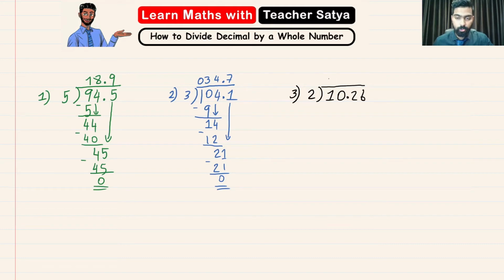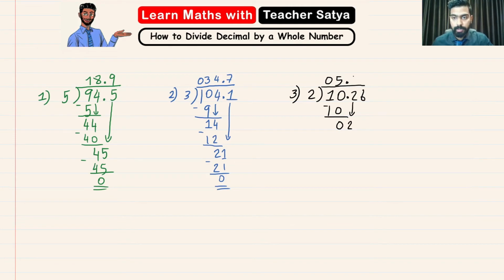Now again, 2 times 0 will give us 1. 2 times 5 will give us 10, right? 10 minus 10 is 0. Now in the quotient we see after 5 we got to put a decimal right here, and then we are going to drag down the 2, right guys?